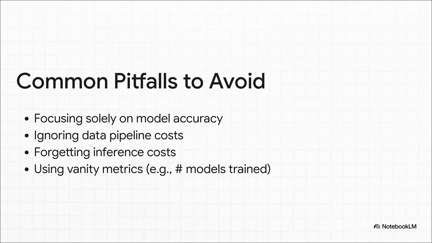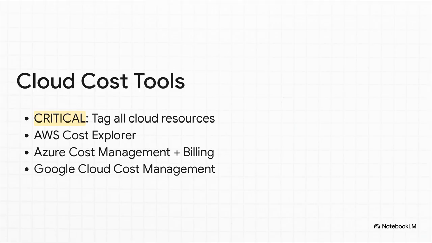You've got to be careful to avoid these common traps. Don't get tunnel vision on accuracy while ignoring costly things like data pipelines and inference. And please avoid vanity metrics, like just counting the number of models you've trained. Focus only on what actually delivers value in production. And the good news is you don't have to do this alone. Your cloud provider offers powerful tools like AWS Cost Explorer, but here's the catch. They only work if you follow the single most important best practice, which is to tag all of your resources. Tagging is the magic that connects costs back to your projects.